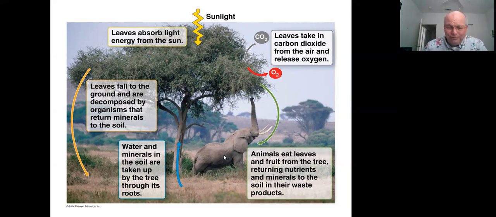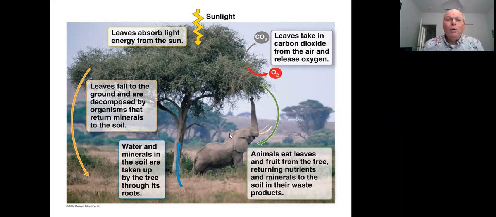Any waste material from the food we eliminate either through our pee or through our feces, and all of that is then broken down, and all of those nutrients are returned back to the soil for use by the plants again. So there's this massive recycling process going on.